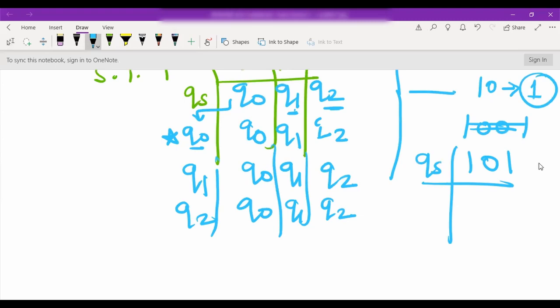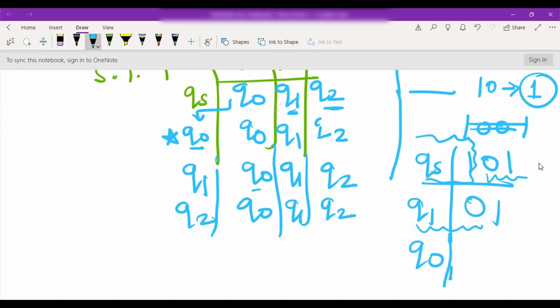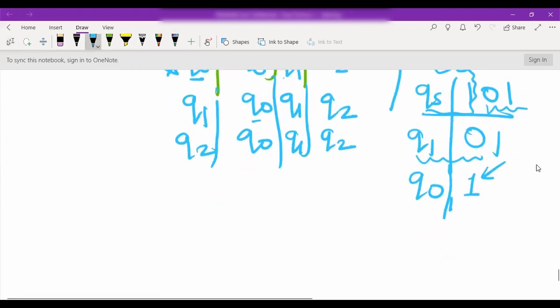So we will cross check it. Q0 on 1 goes to Q1. What remains is 0, 1. Now Q1 with 0 goes to Q0, so the resultant state is Q0. What is remaining? 1 is remaining. Now Q0 with 1 goes to the Q1 state. Q1 is nothing but the remainder 1 state. That means we have reached a non-final state, so the number 10 is not divisible by 3.